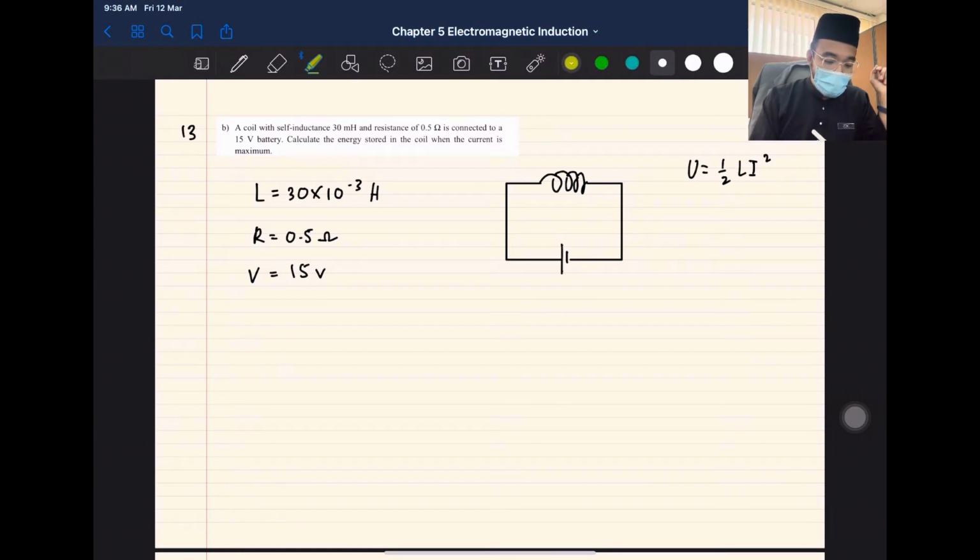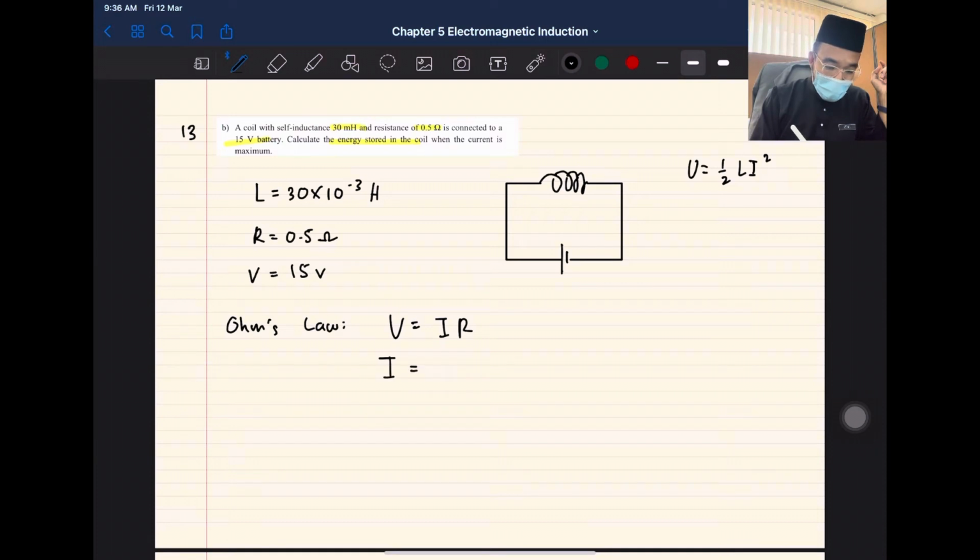So the question actually asks you to find... resistance is given as well, V is given, calculate the energy stored. Okay, so you can use Ohm's law, where V equals IR. I can find my I straight away, which is V, 15, divided by 0.5. That one is 30 ampere.